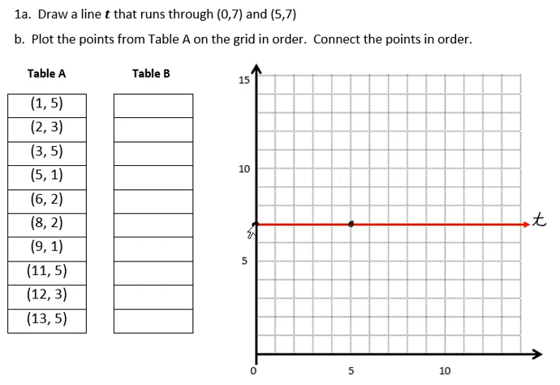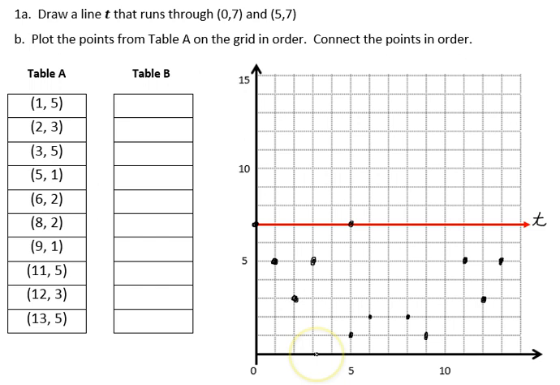The next direction says plot the points from table A on the grid in order and connect the points in order. So if I start with the first ordered pair, I would move over 1 unit and up 5 units and make a point. Then I will go to the next ordered pair. I will move over 2 units and up 3 and make another point. So I'm going to continue plotting each of these points on my coordinate plane.